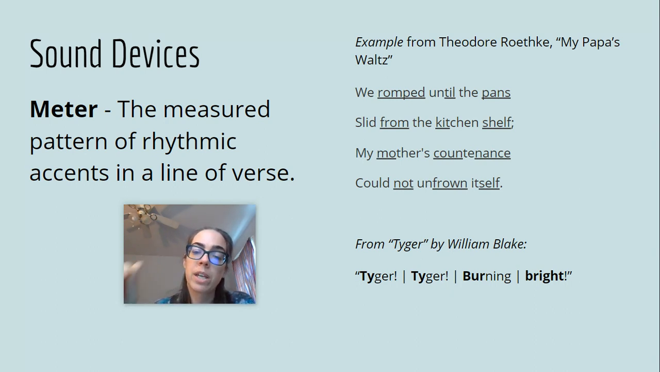My mother's countenance could not unfrown itself. Now I'm doing it extremely deliberately. When you read the poem, you would not read it like that, but I'm showing you how the meter goes. And then even here from William Blake, Tiger, tiger, burning bright. Tiger, tiger, burning bright. So I think that's the opposite. Tiger, tiger, burning bright. So it's stressed, unstressed in that case.